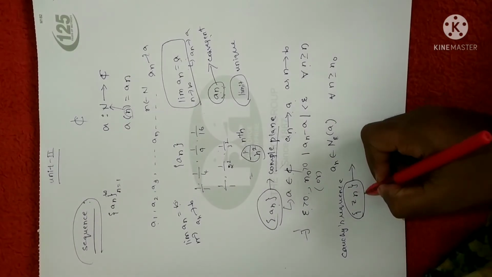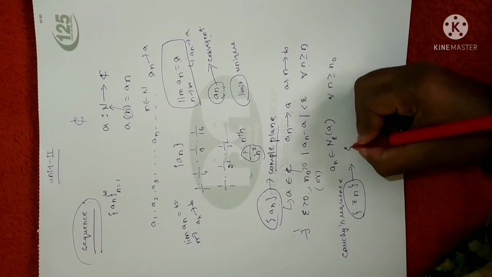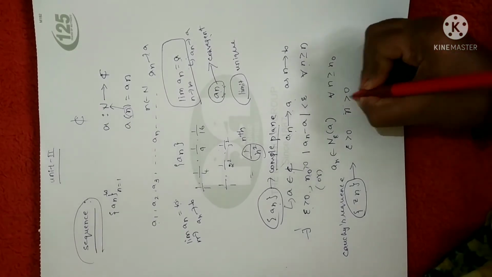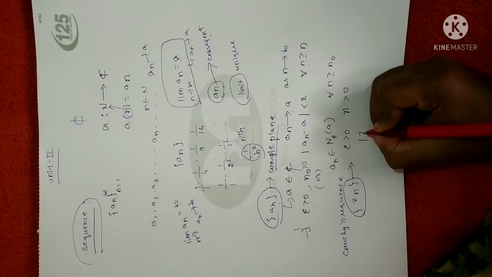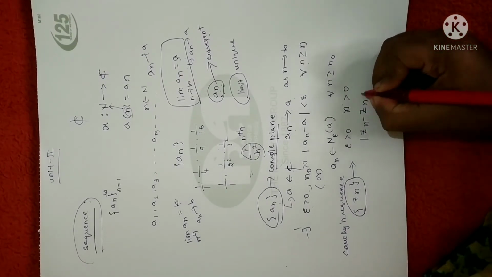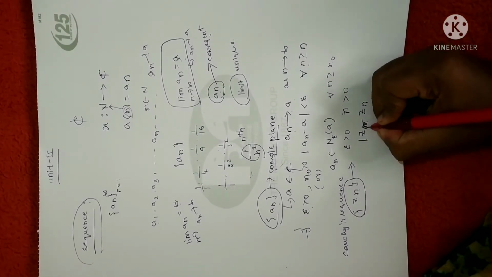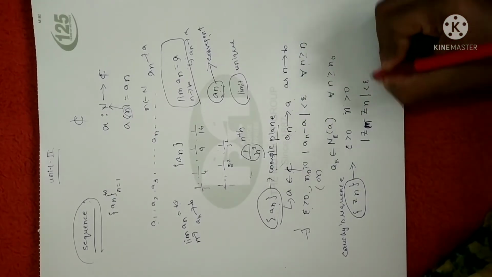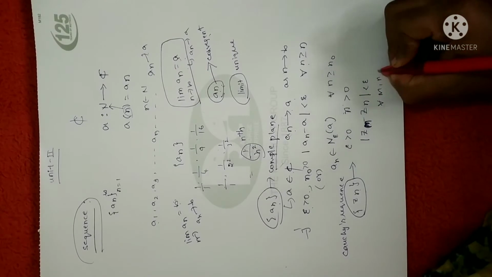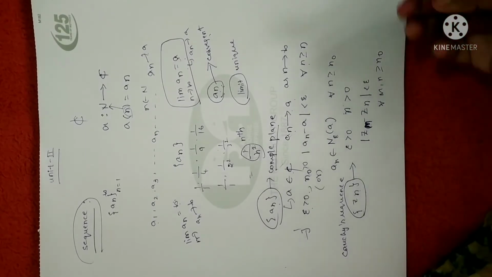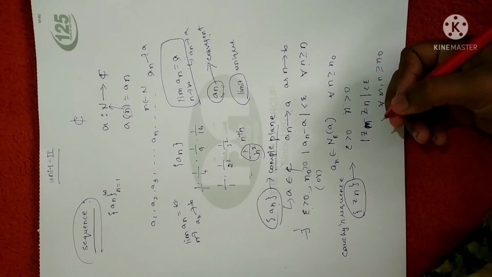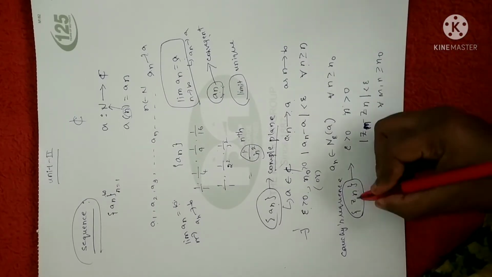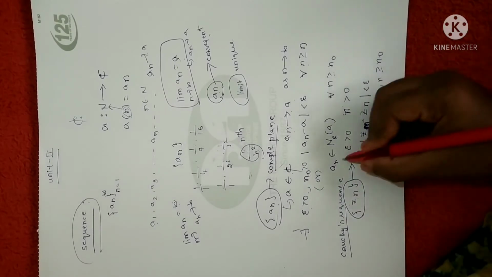So Zn is said to be a Cauchy sequence whenever there exists an epsilon greater than 0 and a positive integer n naught, such that the magnitude of Zm minus Zn is less than epsilon for m and n greater than n naught. N naught is a number, whether it may be a natural number or any kind of number. Zn is said to be a Cauchy sequence only if it satisfies this condition.